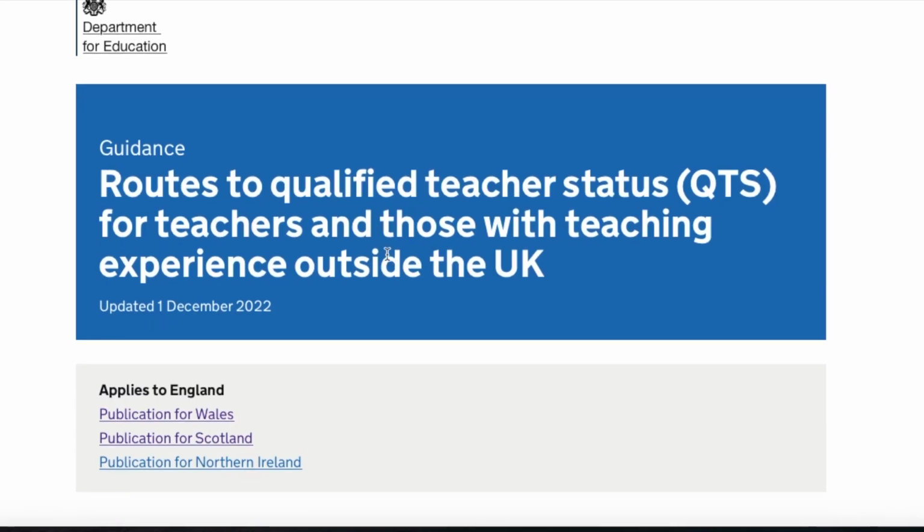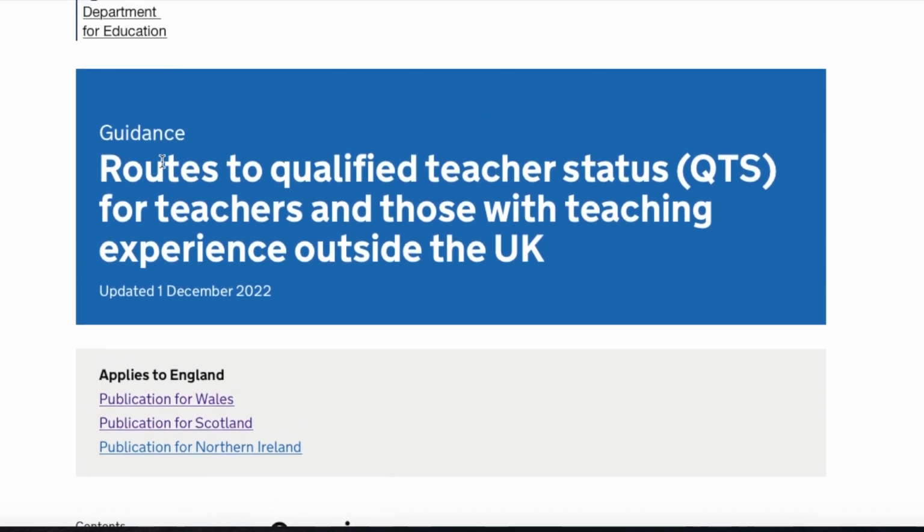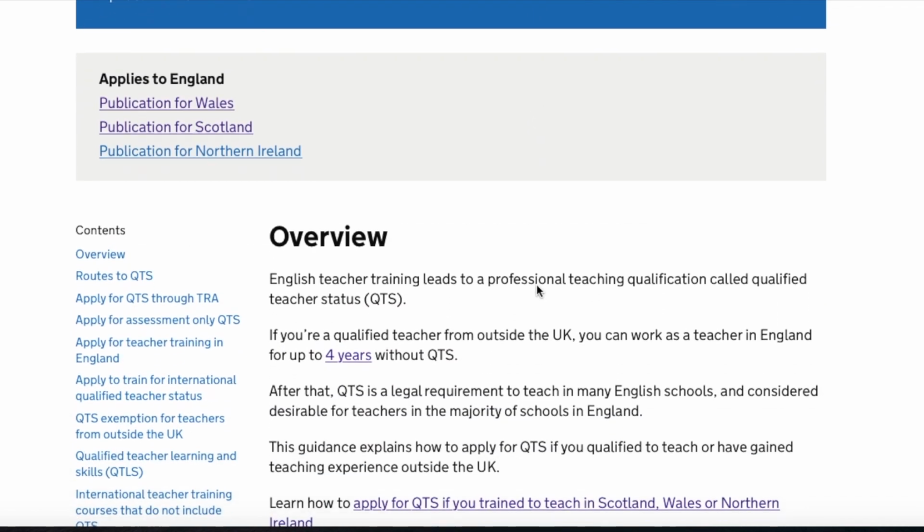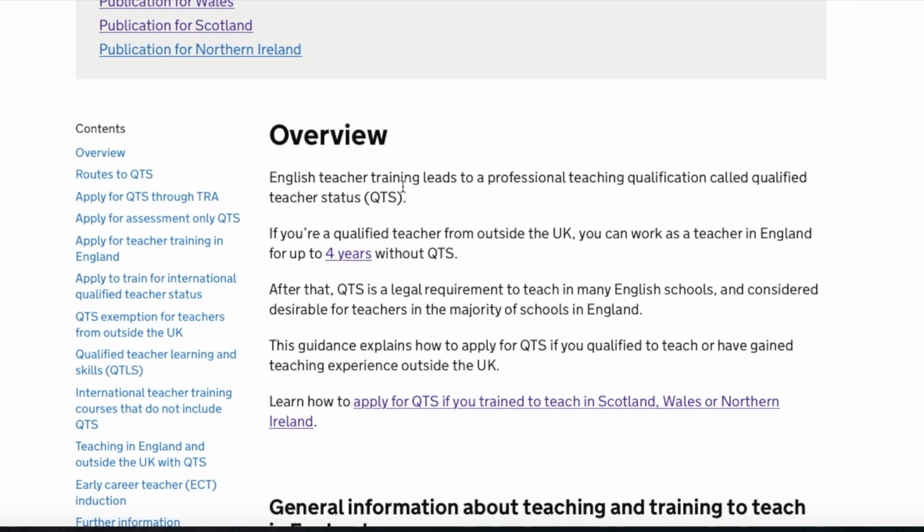So let's go now to the website. For you to migrate to the UK as a teacher, this is the route to qualified teacher status, QTS, for teachers and those with teaching experience outside the UK. So this is the overview. English teacher training leads to a professional teaching qualification called QTS. This means the QTS is a teaching license in the UK. After you are trained as a teacher in the UK, this is the qualification you get, the QTS. This gives you the license to work and to teach in the UK.